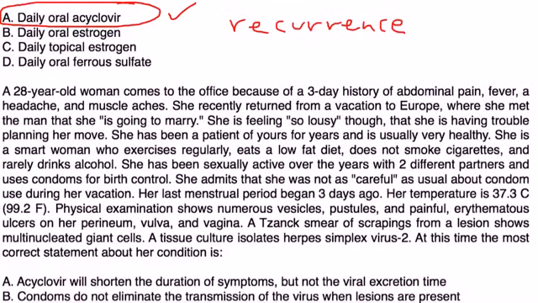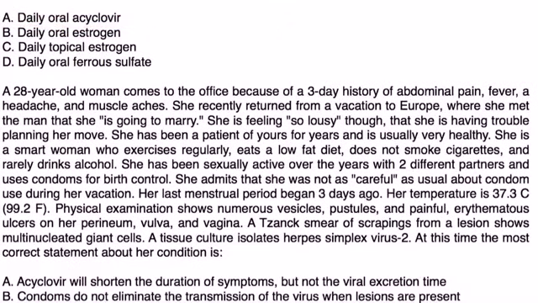And finally, a big long one. A 28-year-old woman comes to the office because of a 3-day history of abdominal pain, fever, headache, and muscle aches. She recently returned from a vacation to Europe where she met a man that she is going to marry. She is feeling so lousy, though, that she is having trouble planning her move.